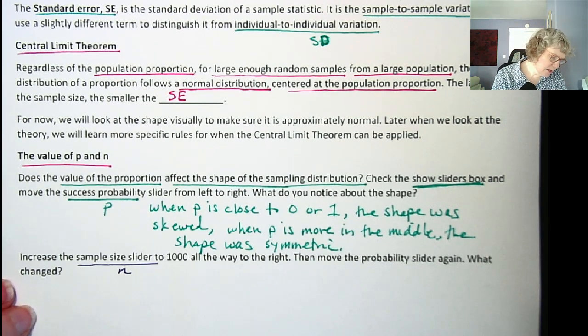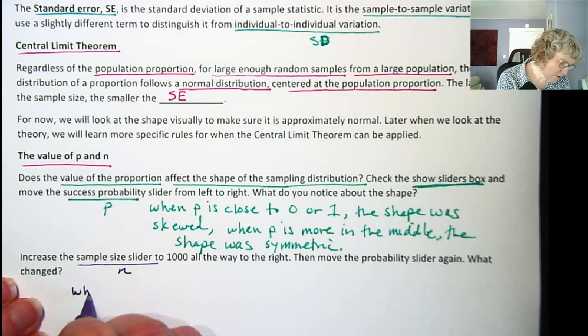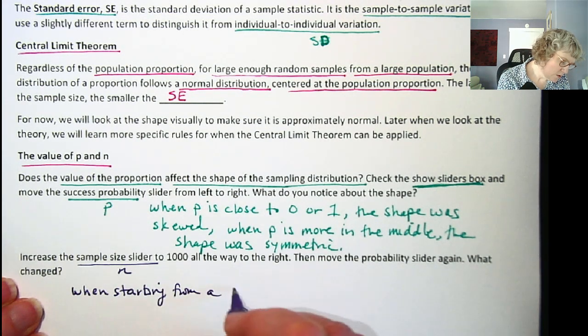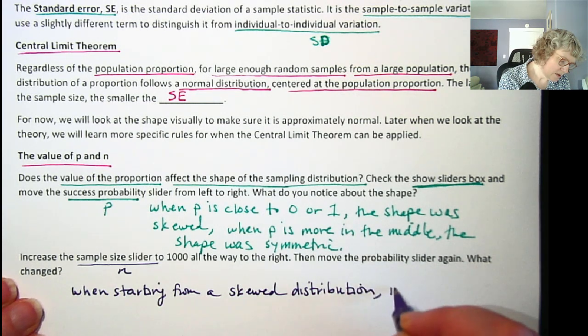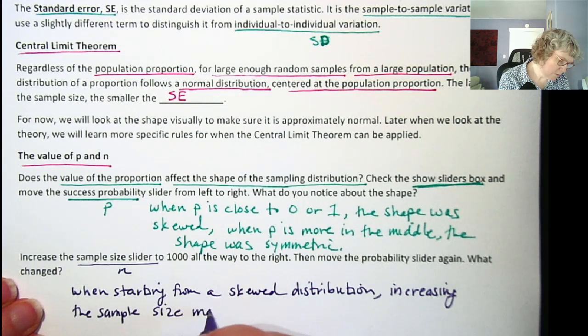Okay, so what changed? When starting from a skewed distribution, increasing the sample size made it more symmetric.